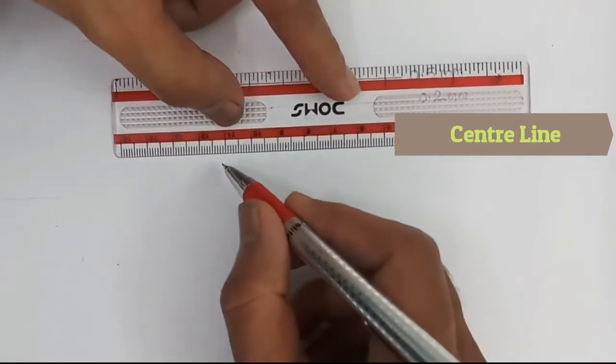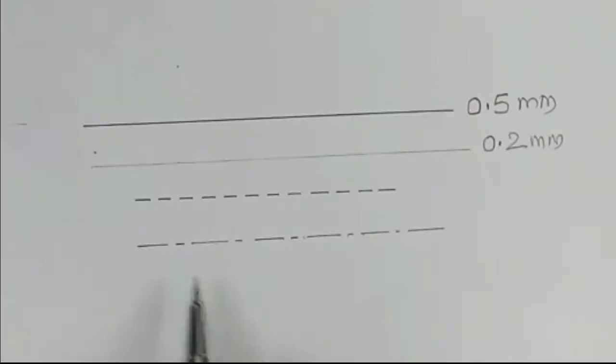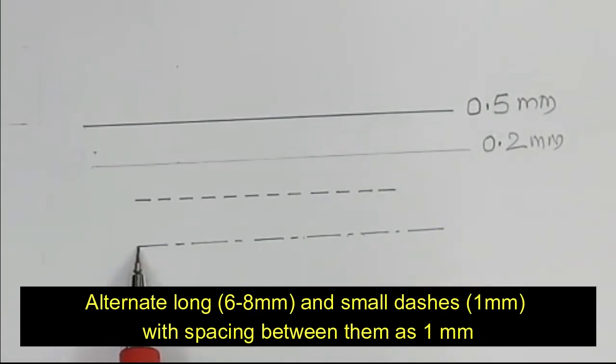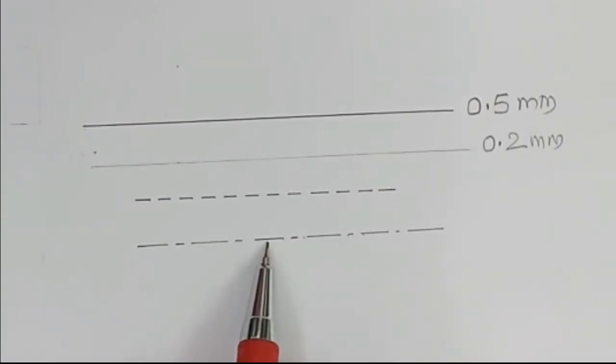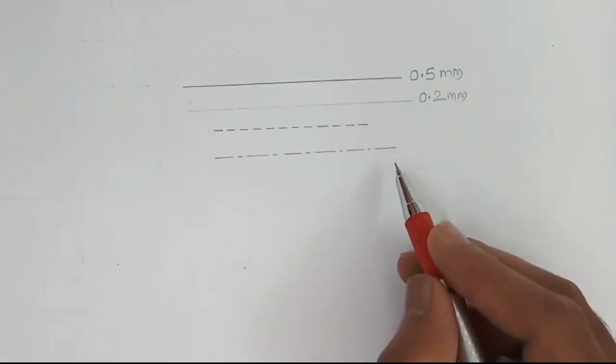Next line is center line. Let us see how to draw a center line. A center line is drawn something like this. It has a long dash of approximately 6 to 8 mm, then a gap of 1 mm, then a small dash of 1 mm, then again a gap of 1 mm, again a long dash of 6 to 8 mm, and again gap, small dash, gap, long dash. Like this, if we draw a line, it is called a center line.